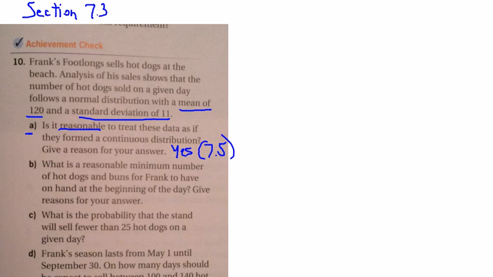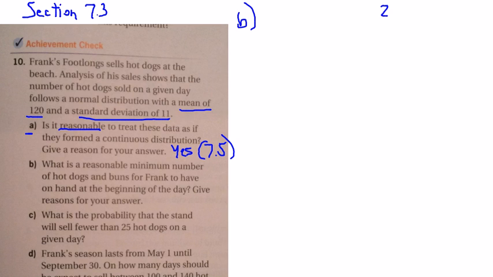So, part B, what is a reasonable minimum number of hot dogs and buns? You can see this is subjective, but if I go with about 100% as my measure of reasonable, meaning there's almost 100% chance, for a z-score of positive 3, there would be about 100% chance that he would sell less than that number of hot dogs. So let's just use z equals positive 3.